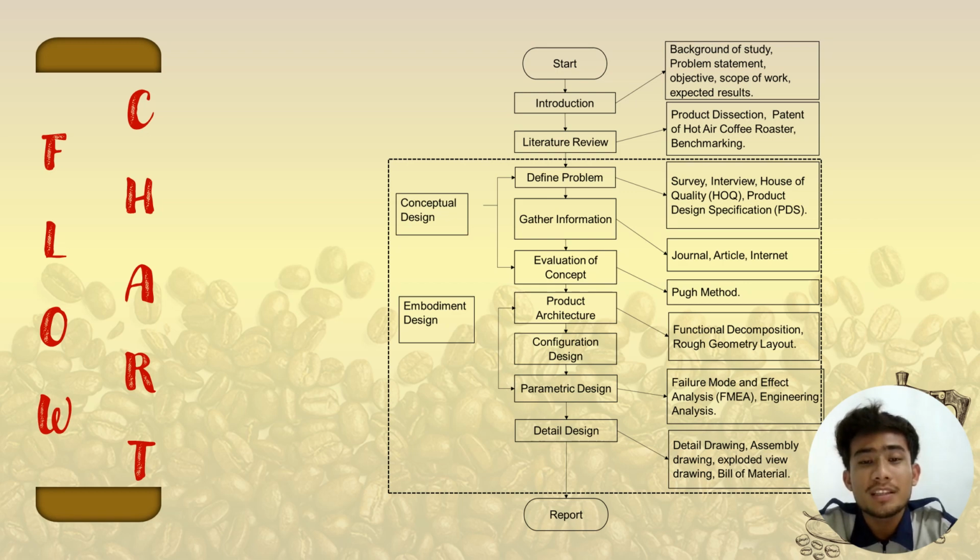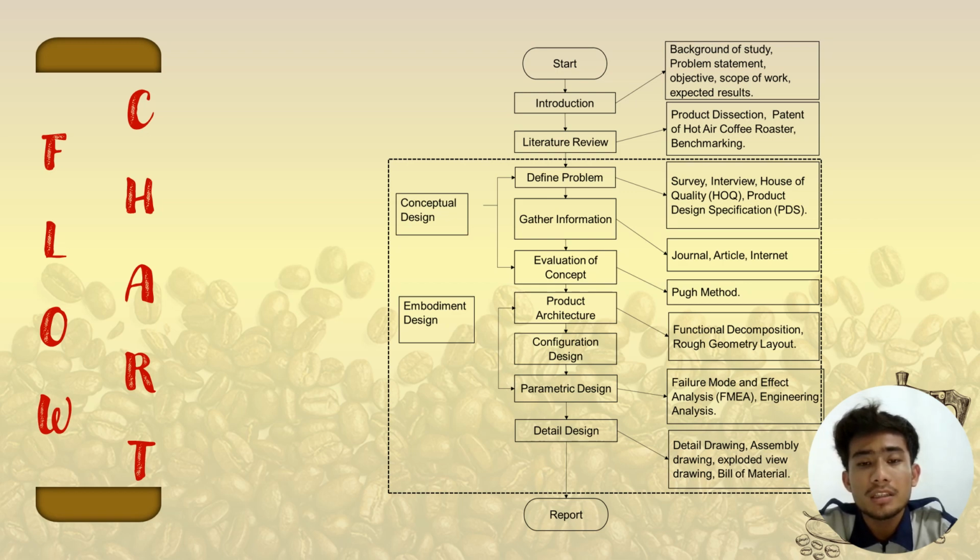The next one is define the problem. I have done a survey, the interview, HOQ, which is house of quality, and product design specifications. I also have gathered information about the existing drum coffee roaster. I have searched through the journal, article, and the internet.